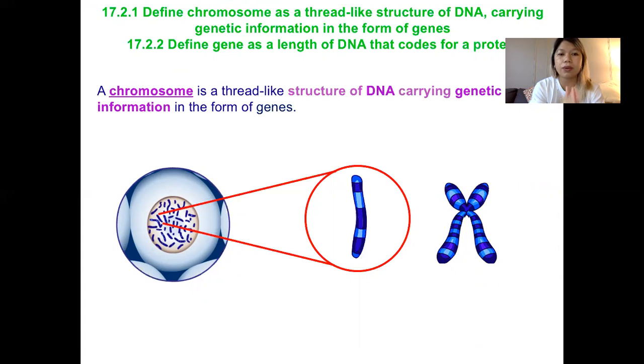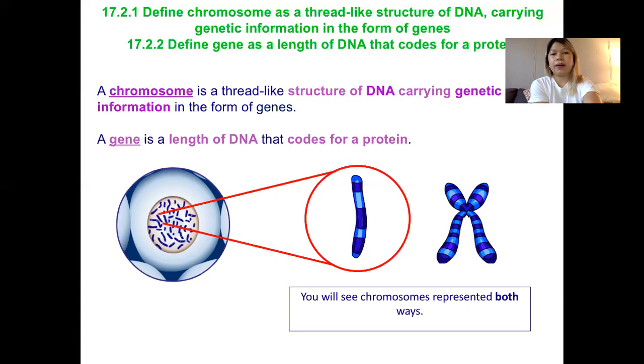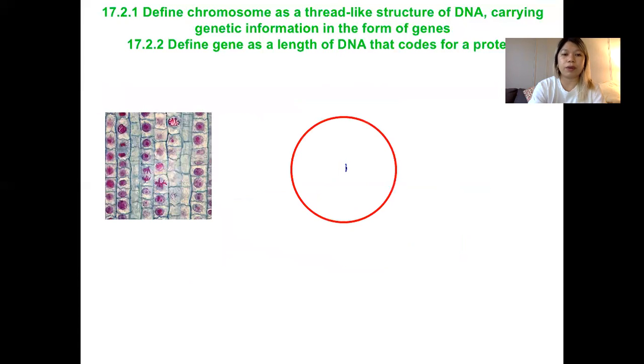Okay, so again, a chromosome is a structural form of that DNA, and it carries the genetic information that we find in genes. So just to simplify it, each of these bands represents a different gene that's found on there. A gene, again, is just the length of DNA that codes for a protein.